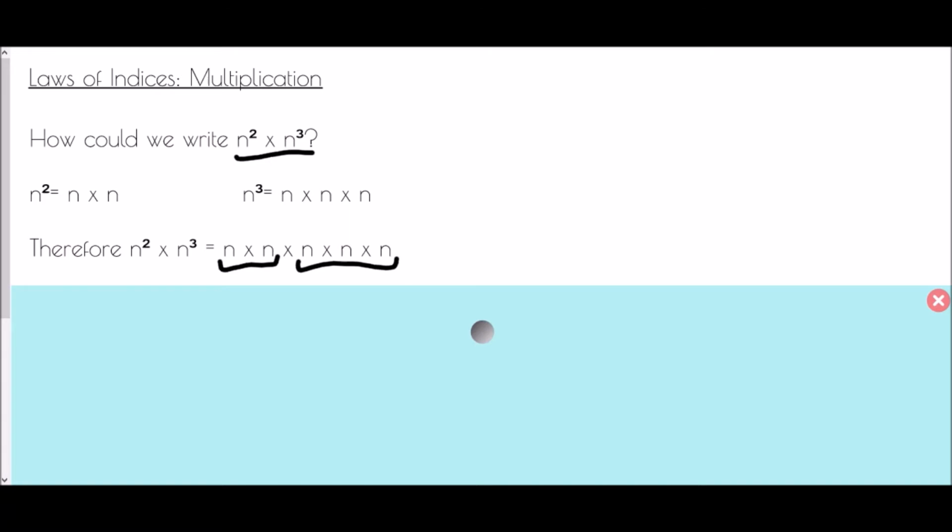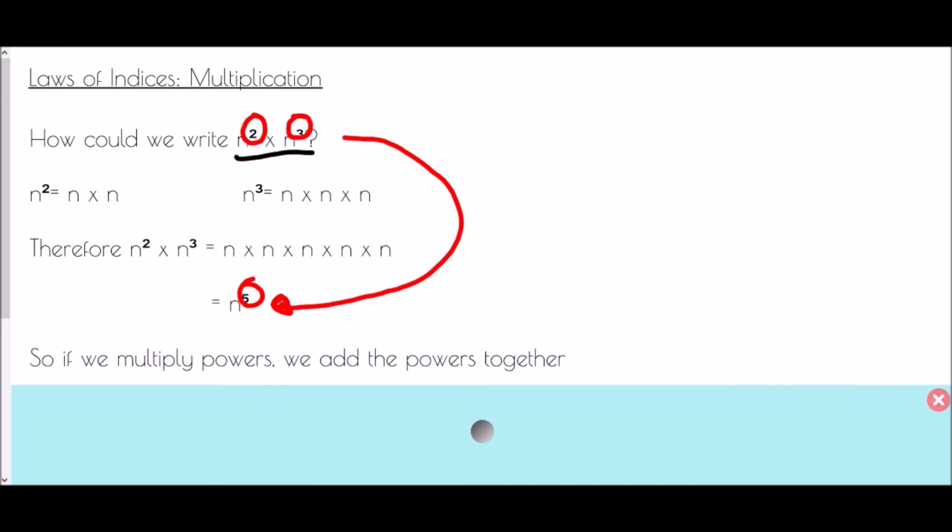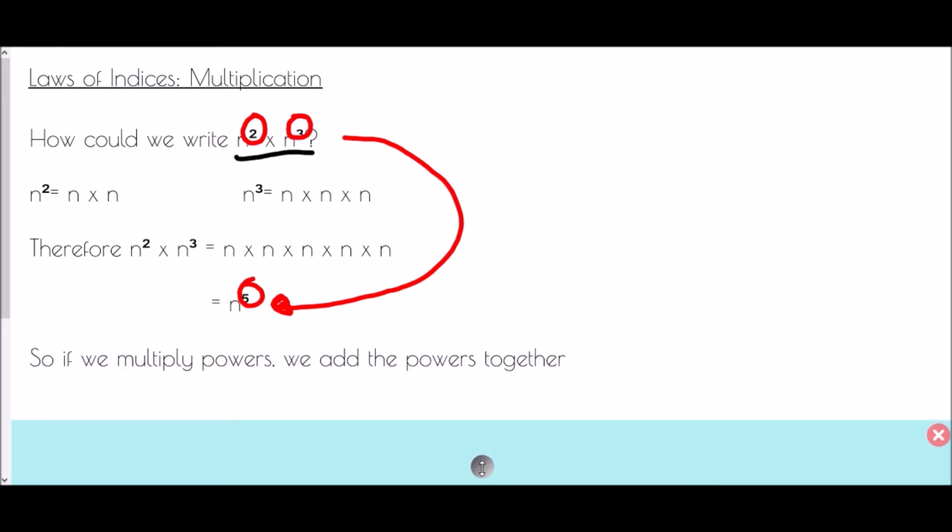We'll put them all together, and on their own, we could just write that as a single power, n to the power of 5. So how could we get straight from this question of n squared times n cubed to this answer of n to the power of 5? Well, if we look at the 2 indices, 2 and 3, well, they add together to give 5. And so that is our rule. If we multiply powers, we add the powers together.